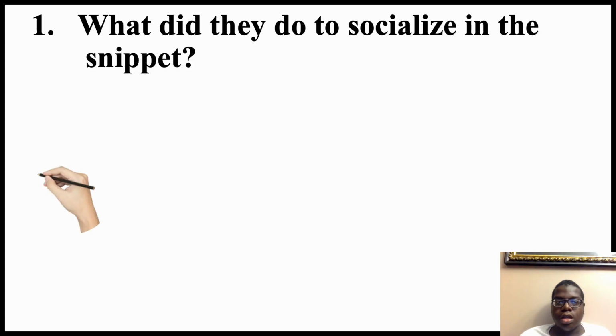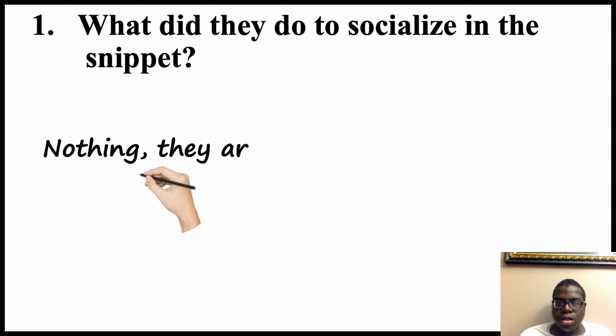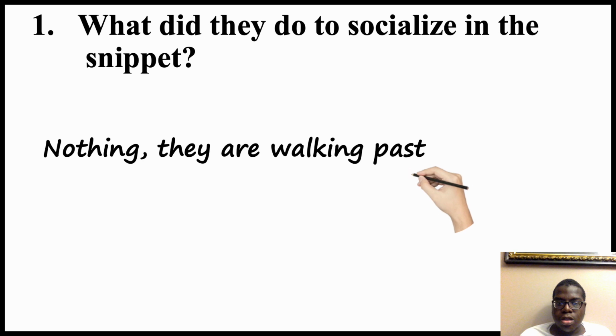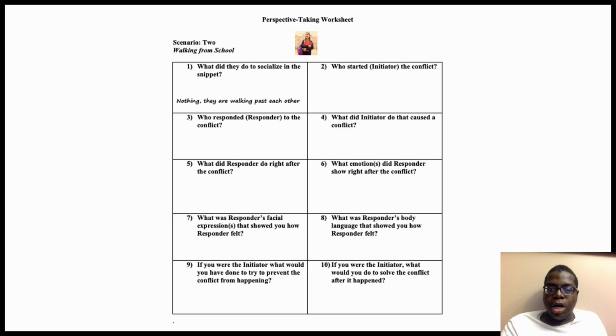Read the question. Question 1. What did they do to socialize in this snippet? Now think back to the snippet. Nothing. They are walking past each other. Write the answer. Box 1 is complete. Now go to box 2, question 2.